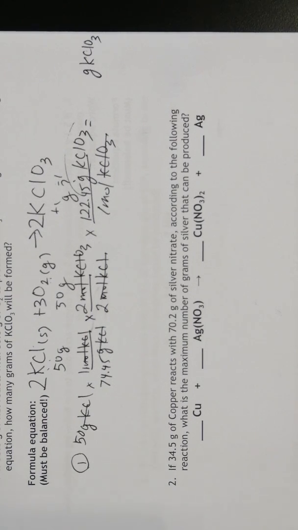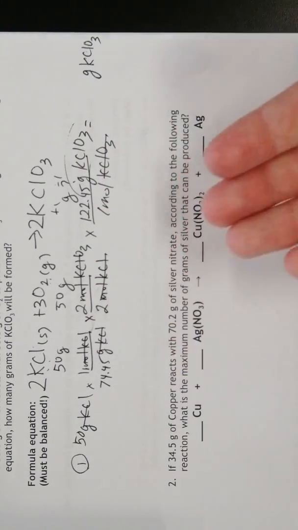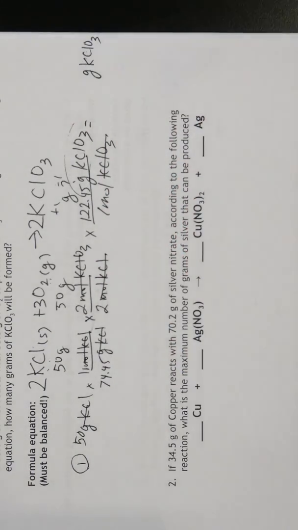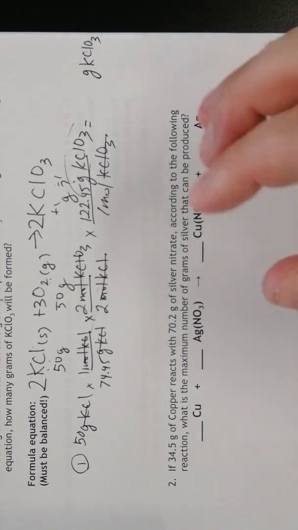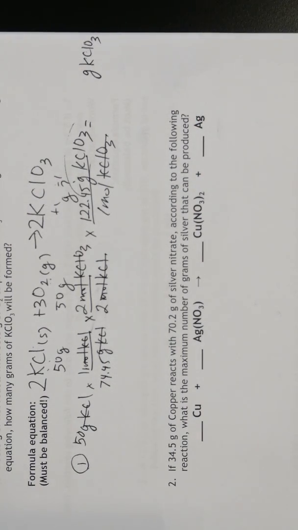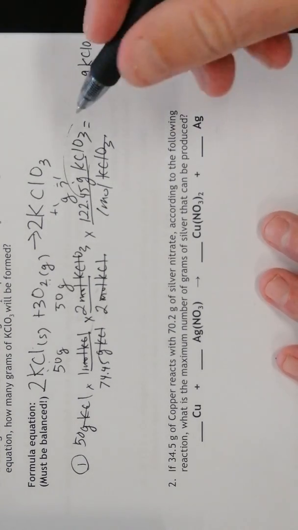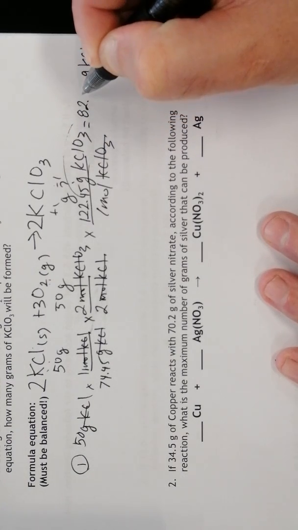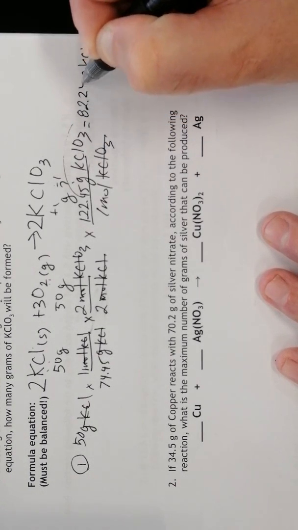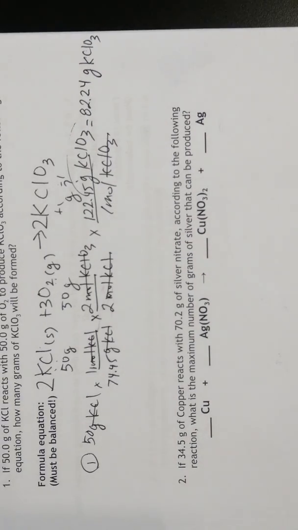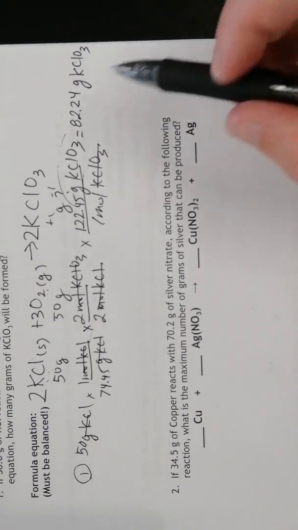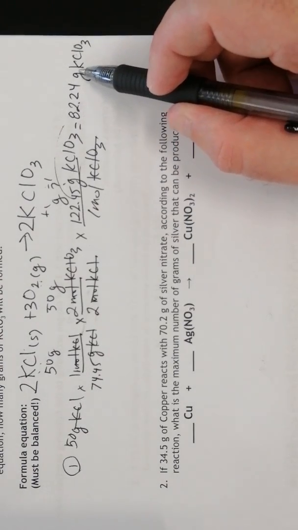Okay, so your trusty calculator out. I do 50 divided by 74.45, it equals, and at this point I have it on my paper, so that's fine, but I know mathematically it doesn't mean anything, so I'm not going to worry about it. I'm just going to multiply it by 122.45, and that gives me 82.24 grams. Okay. Is that how much that we can make?